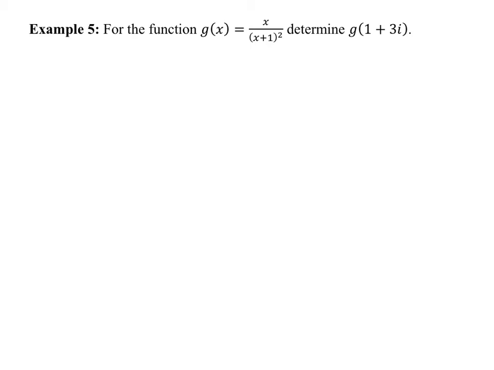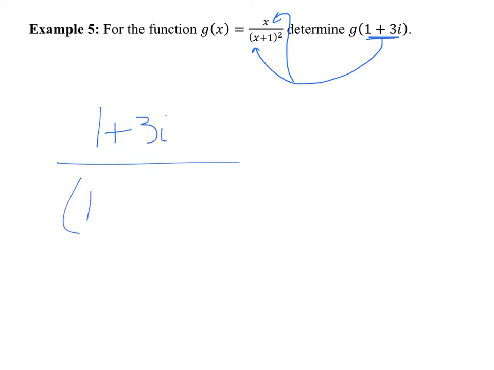Plug it in. Okay, take this quantity here, plug it in here, and plug it in here. The numerator becoming 1 plus 3i. The denominator becoming the quantity 1 plus 3i plus 1 squared. Now, please don't square the denominator just yet. Combine the ones. Make it easier on yourself. There's a lot of steps to this problem.